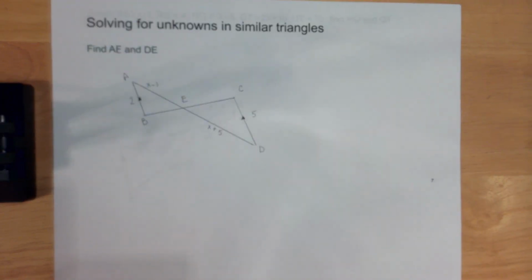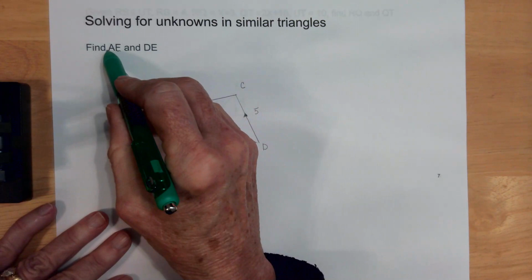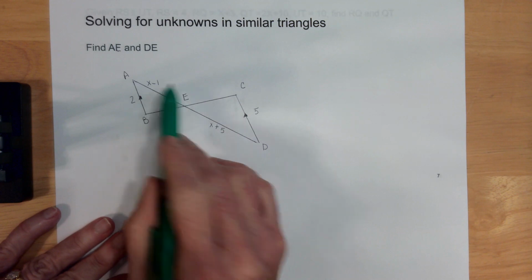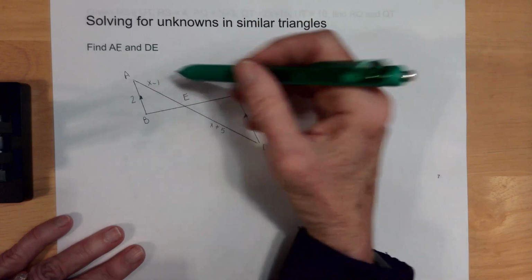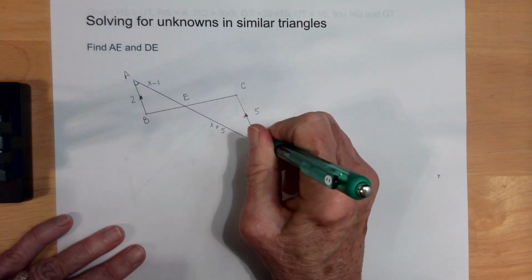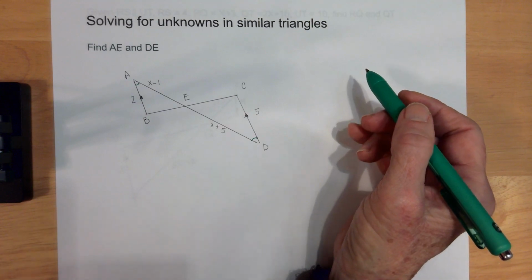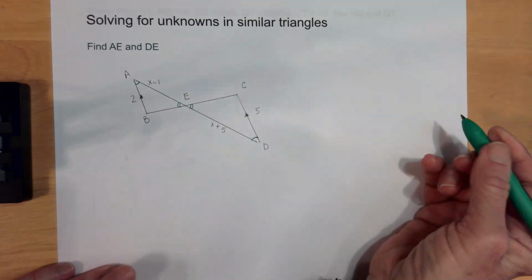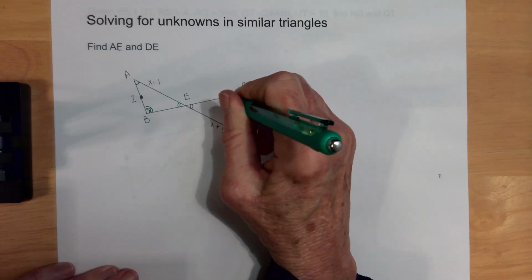All right, you're going to use similar triangles to solve for unknowns. It's asking me to solve for AE and for DE, which means I'm going to have to solve for x minus 1 and x plus 5. So I got to know what x is. This is parallel to this, so that and that have to be congruent because they're alternate interior angles. I also know these two have to be congruent because those are vertical angles.